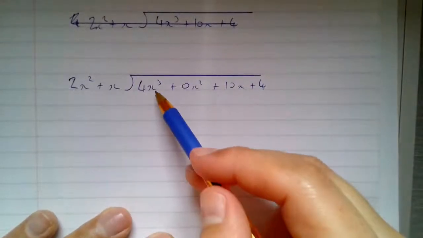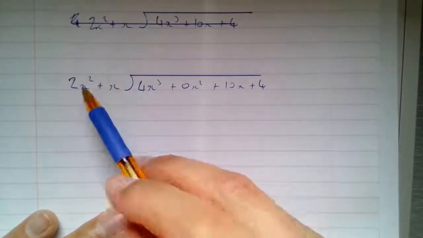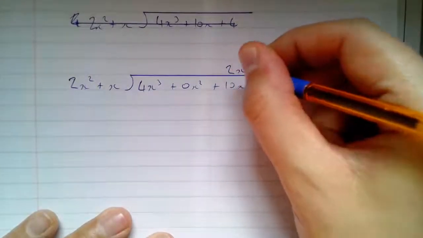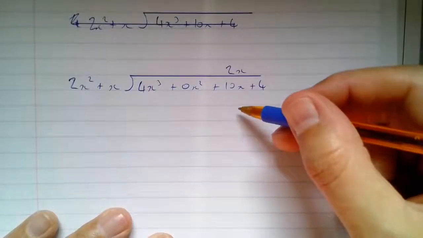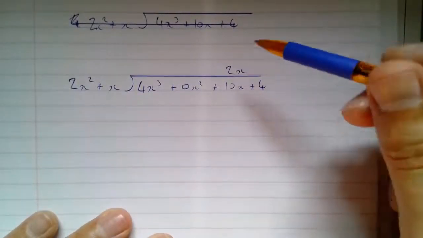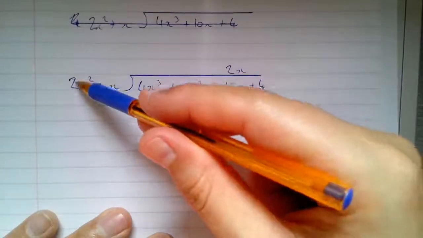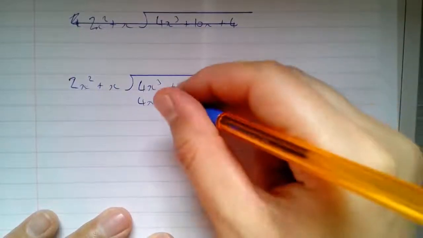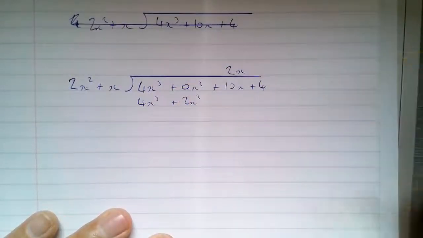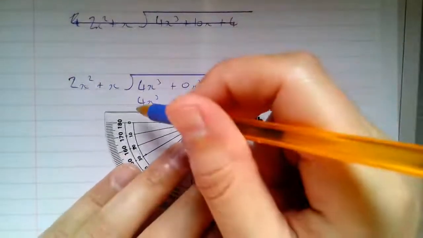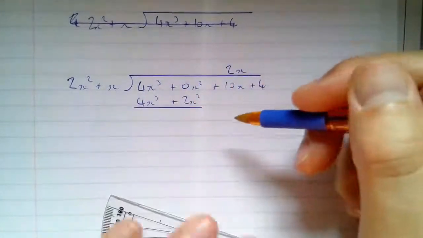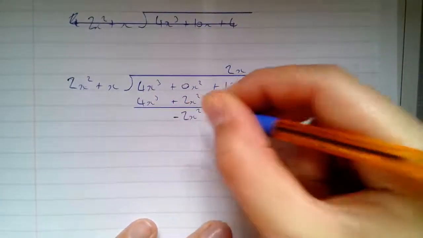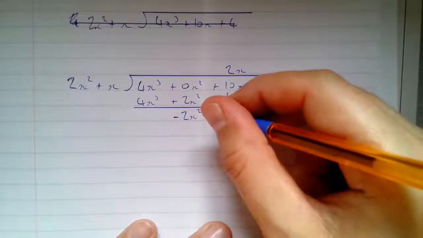So 2x squared and 4x cubed, I'd need to times this by 2x to get that. Where do I put the 2x? I have to put it above here, so my x's line up in the right place. Second step, 2x times this gives me 4x cubed. 2x times x gives me 2x squared. And this is the reason why I put that 0x squared in, because I knew this was going to happen. If I take those away from each other, I've got 0, take away 2x squared, which gives me negative 2x squared. And I'm going to bring down my 10x.